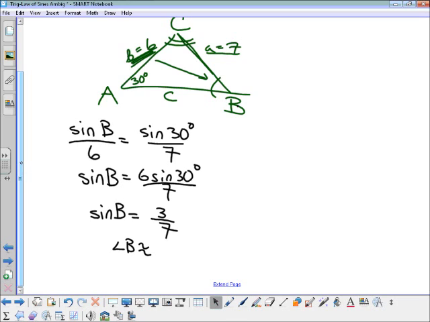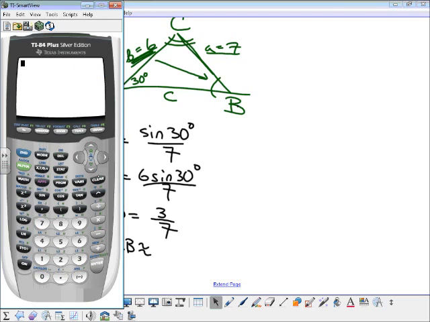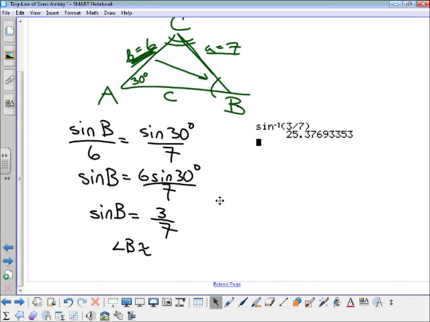So we need to inverse sine that to figure out the angle. Second sine, 3 divided by 7. It's a value less than 1, so we know it exists. And we get, oh, pretty big, 25.4. But this is an angle, so again, round it to the nearest degree. So that's going to be about 25 degrees.